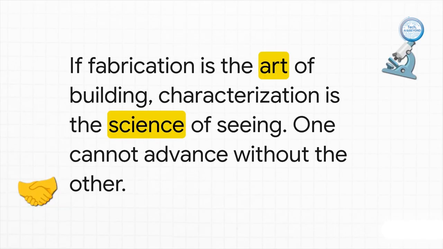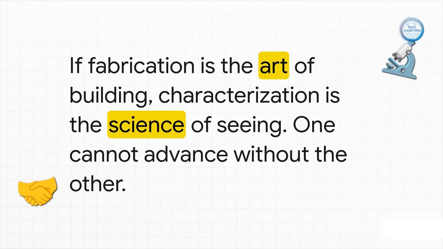And this final quote just says it all. Fabrication and characterization are the two legs that the entire field of nanotechnology stands on. They're locked in a feedback loop. You make something, you characterize it to see what you really made. Those results tell you how to change your fabrication process, and you repeat that cycle over and over, getting closer to what you want. So if fabrication is the art of building at this tiny scale, characterization is the science of actually seeing and understanding what you've built. One cannot exist without the other.